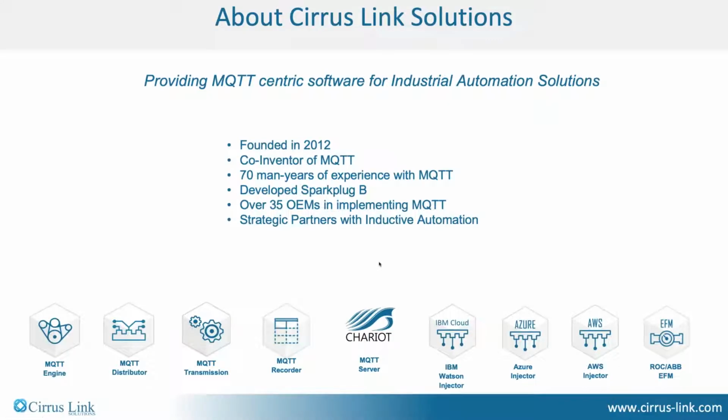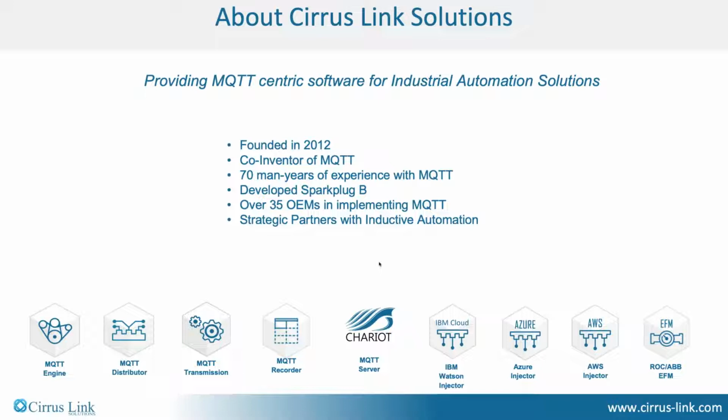Real brief introduction to Cirrus Link Solutions. Cirrus Link was founded in 2012 with the intent of providing MQTT-centric software for industrial automation solutions. I had the great opportunity to be one of the co-inventors of MQTT with Andy Stanford-Clark almost 23 years ago. What was interesting to us at the time is that MQTT was actually invented on a project with Phillips 66 for mission-critical real-time SCADA systems. But over the last 20 years, it was invented for operations, adopted by IT, and now we're ready to bring all that together, if you will.